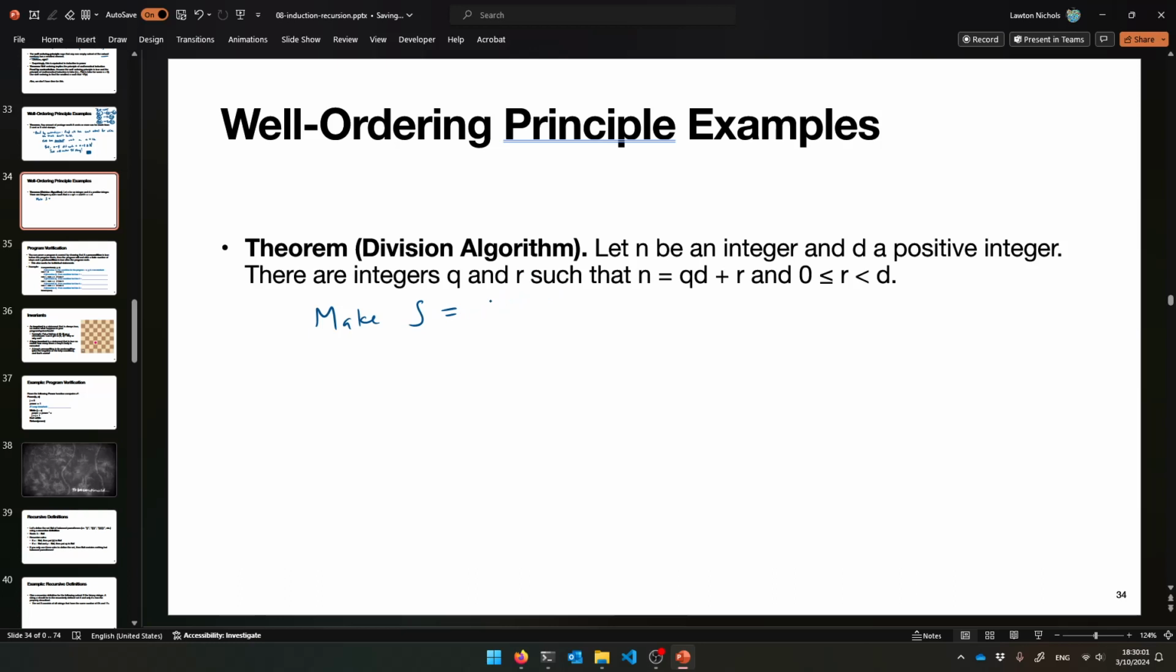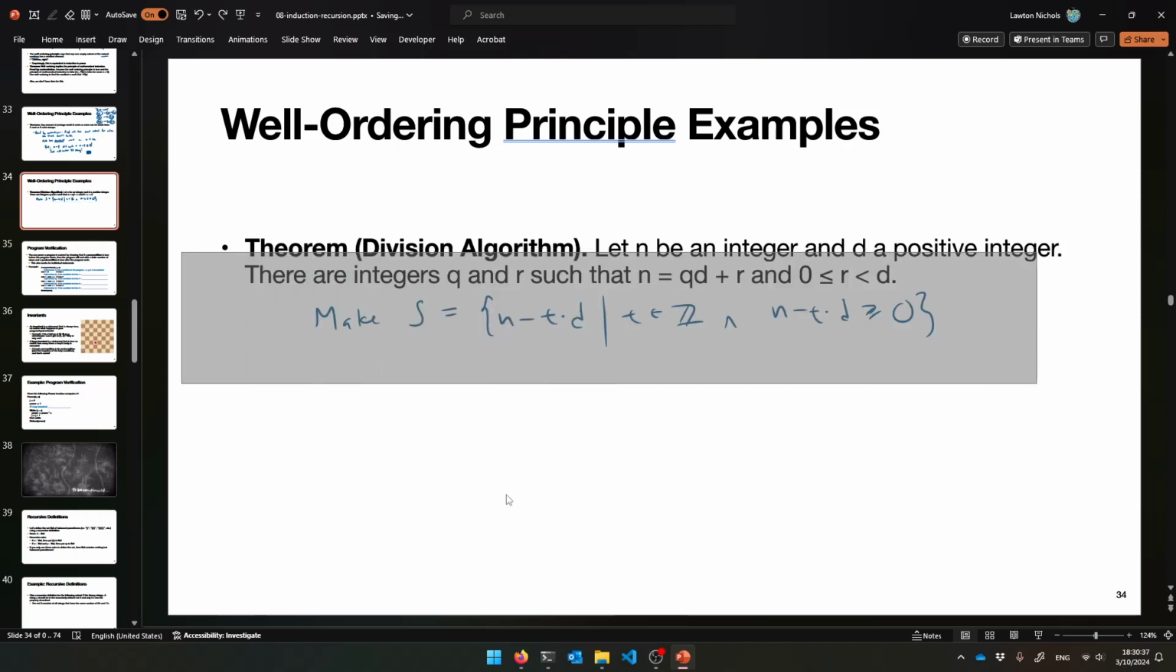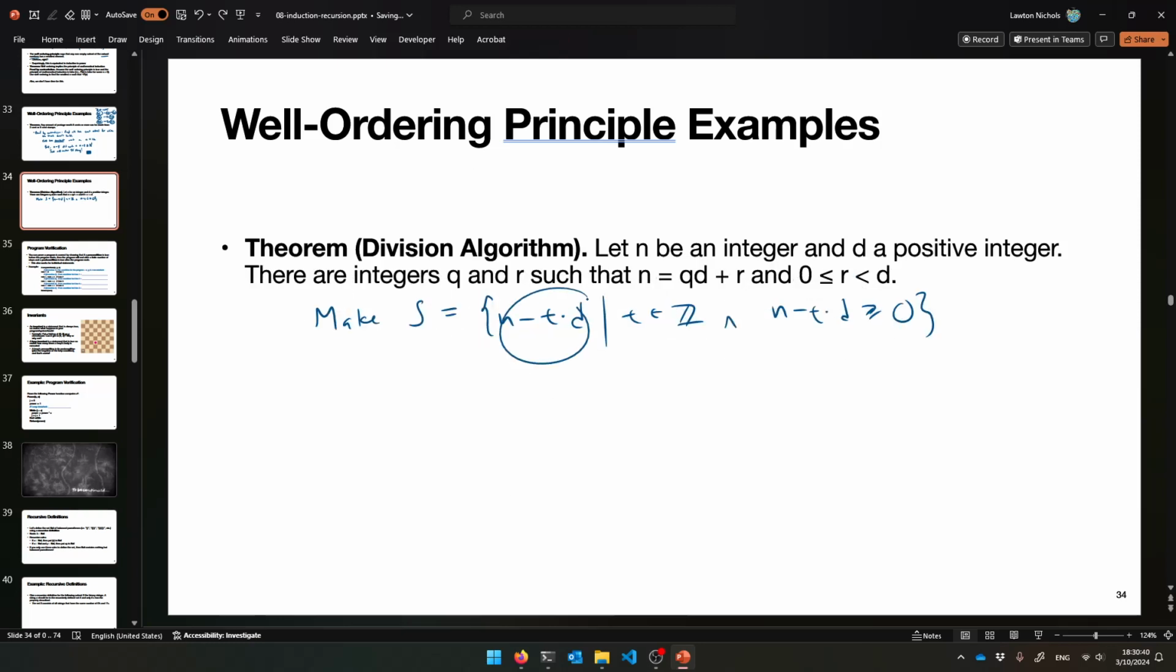Make the set S that's equal to n minus t times d for every integer t, where t is in the integers, and n minus t times d is still a non-negative number, at least, because then this will give us a set starting at least at zero, right? The numbers involved will be zero or bigger, and those are natural numbers that I can use the well-ordering principle on, okay? So I'm going to make this weird-looking set that is this number n minus every single multiple, right? Every single multiple of the divisor d. Does that make sense? So let's say we're trying to divide 7 by 3.